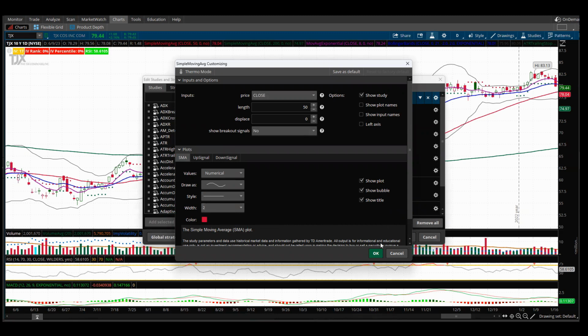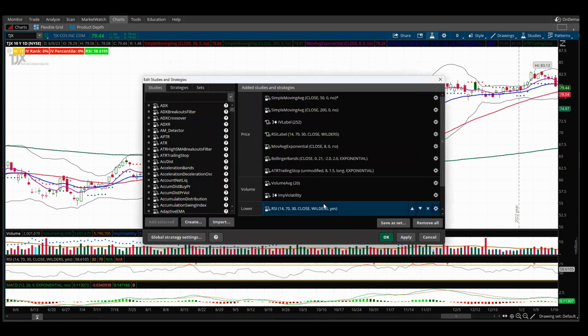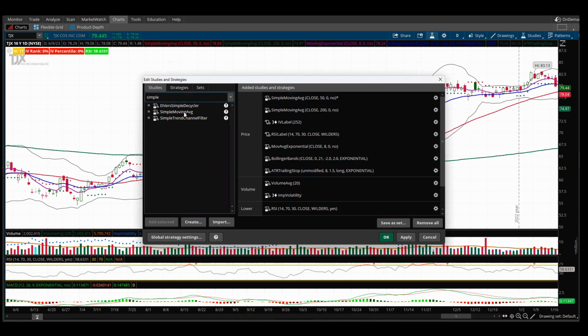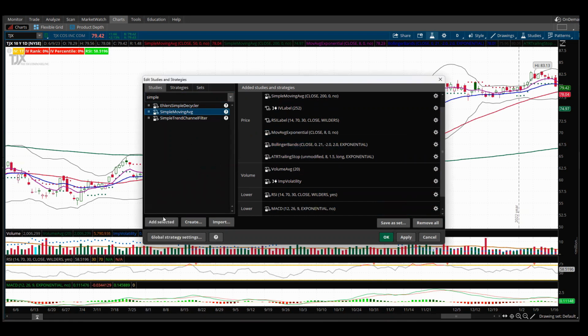Everything already comes prepackaged. In case you didn't know, maybe I should show this too. The way you add these to your chart is you just search for them down on this side. For example, if you want to add a simple moving average, you just type in simple, there's your simple moving average, and then you add it by hitting the add selected button. I can do it just to show you. When you hit add selected, there it is right there.